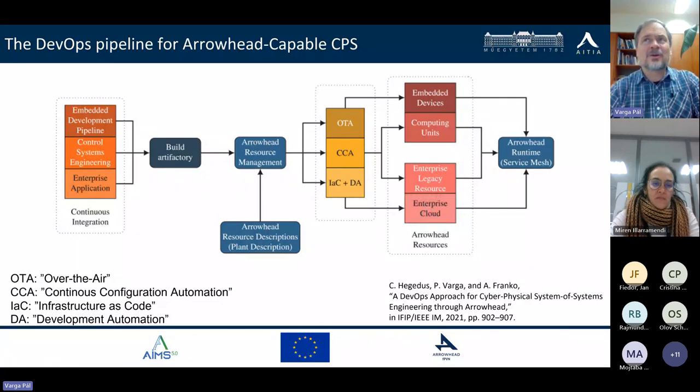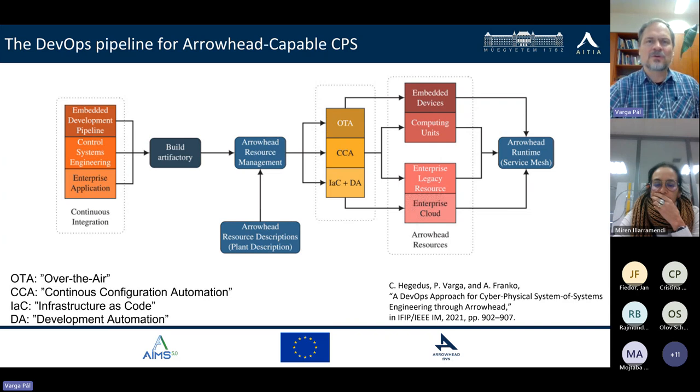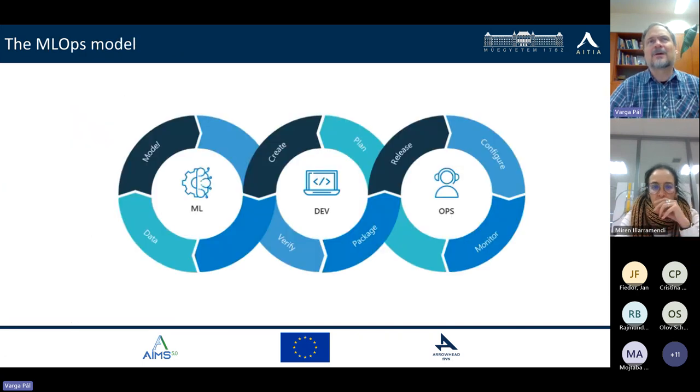So already this picture shows you that if you want to run a complete Arrowhead runtime service mesh, you have to deal with the endpoints in the local clouds with PLCs and low computation endpoints. And also you can and have to deal with enterprise cloud resources. So this is kind of just an overview. And what happened afterwards was the DevOps model that we usually see as a two-circle cycle with a dev and an ops, it has been extended with the ML, machine learning. So this is what we now call MLOps.